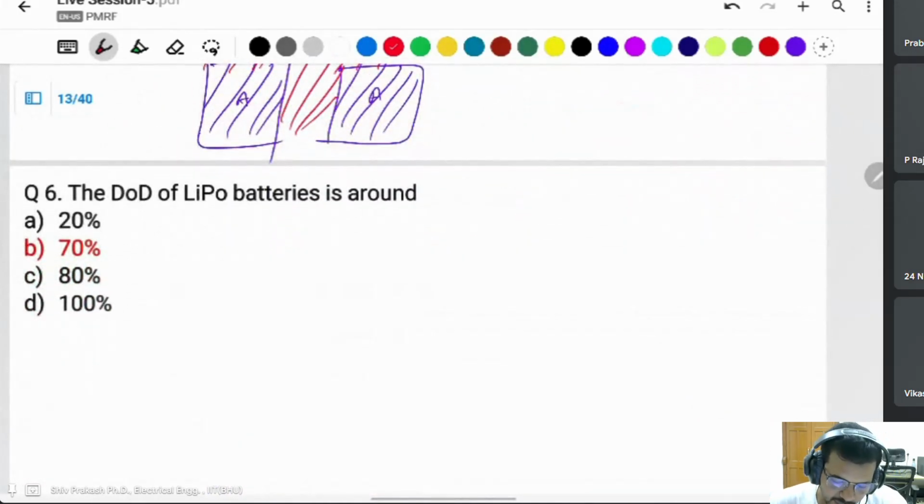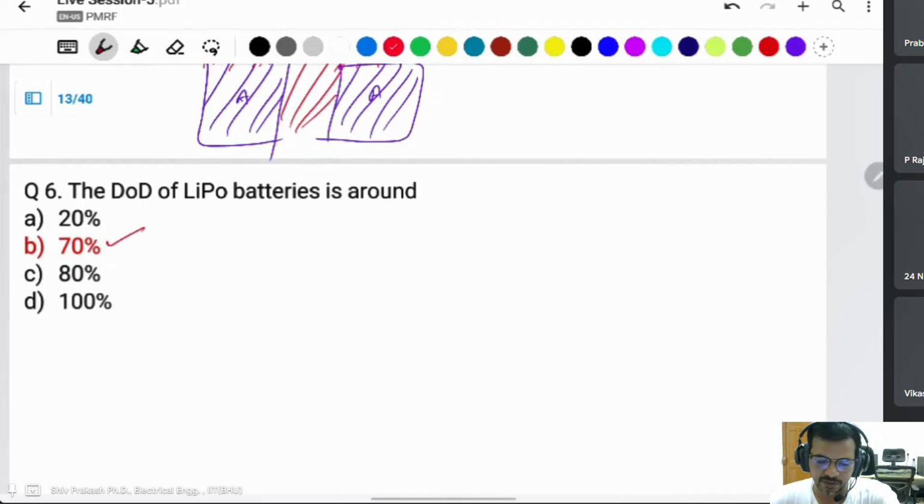Next, the DOD of the LiPo battery. I think lithium polymer battery, which is in your mobile and laptop, has 70% depth of discharge. It will discharge 70%. But a lead acid battery has very less, 50%, 60% like that. In practical cases, the cycle is also high for lithium battery.